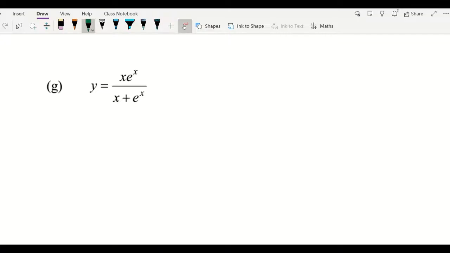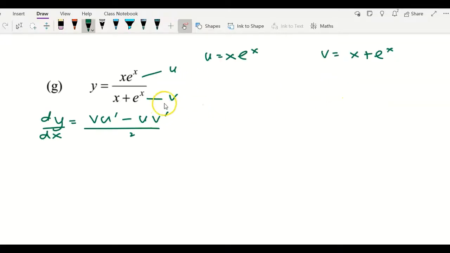Hi everyone, this is part 2 of the video for question 5, which is differentiating the exponential function. For this question, we have a function in quotient form, where the top function is sec x, and I define it as u, and the lower function is x plus e^x, and I represent it as v.